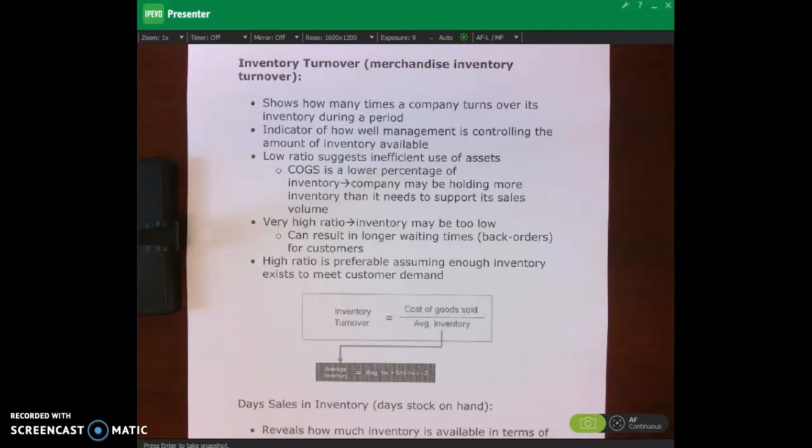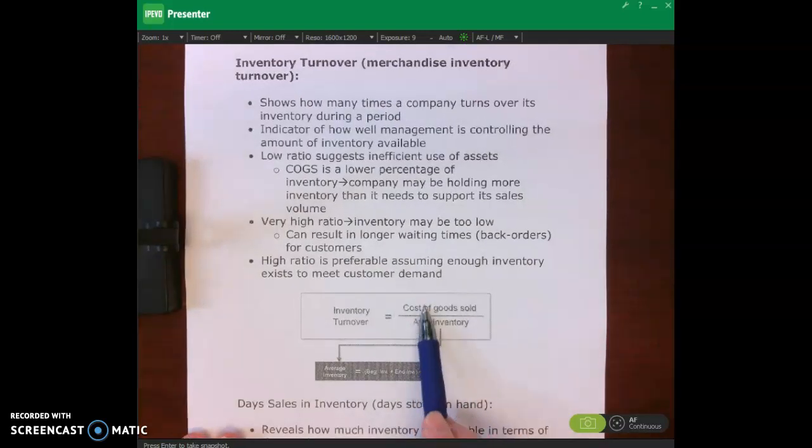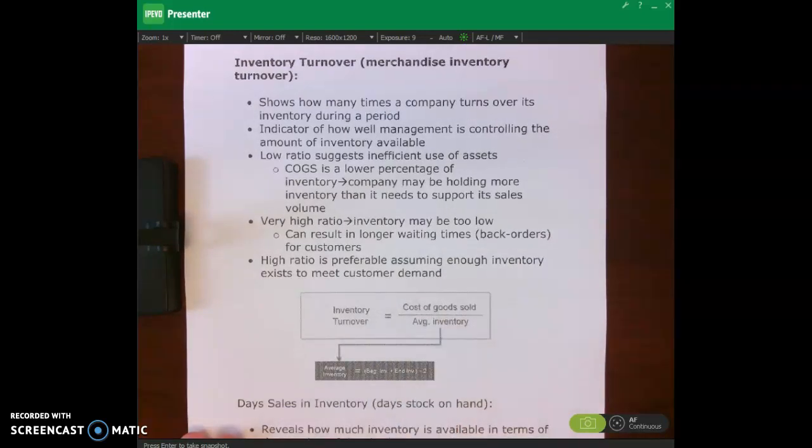If you have a really high ratio, right? A really high ratio means your average inventory is low compared to your cost of goods sold. That means this number is really high, right? That's the way that gets too high.